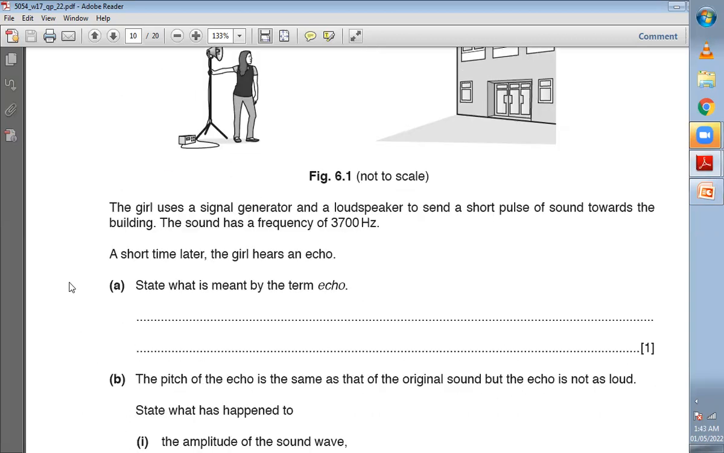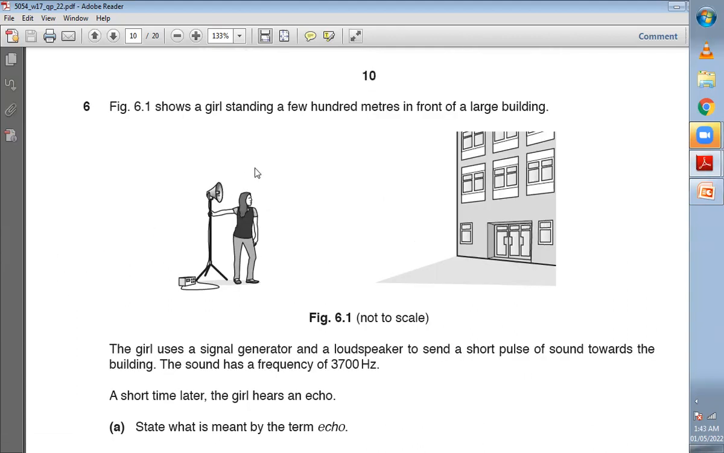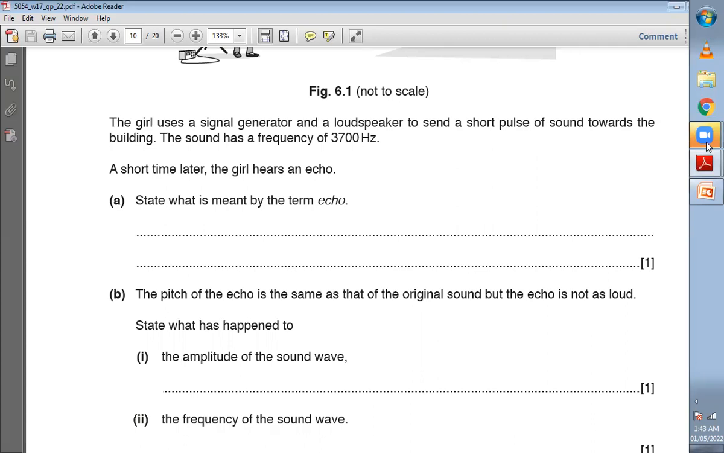State what is meant by the term echo. Echo means when the sound waves go and reflect from a rigid body and come back. That is, those sound waves which are reflected from the rigid body and come back to you, we call them echo. So it's a 1-mark definition.